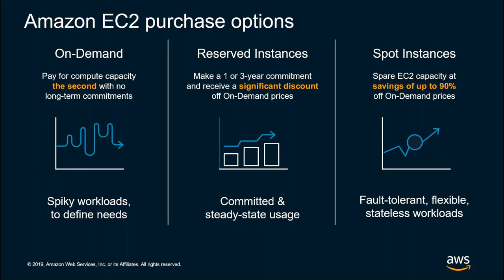The third purchase option, and this is where it gets interesting, are spot instances. And spot instances are actually the spare EC2 capacity that we have in the AWS cloud. And we offer that spare compute capacity at savings of up to 90% off the on-demand price. It's important to note that spot instances are the same capacity and the same servers as on-demand. And the difference is that spot instances can be interrupted with a 2-minute warning when EC2 needs the capacity back for on-demand usage.